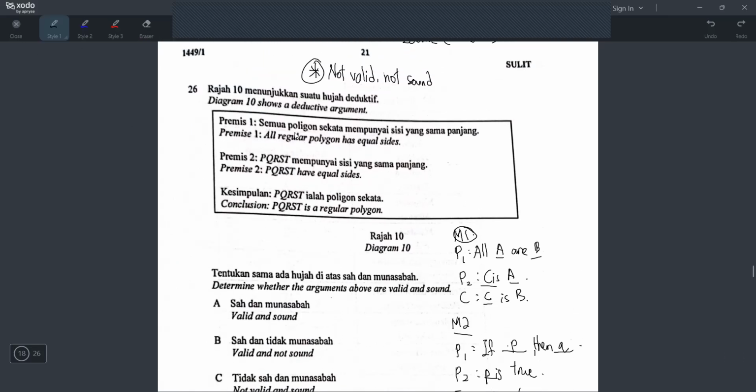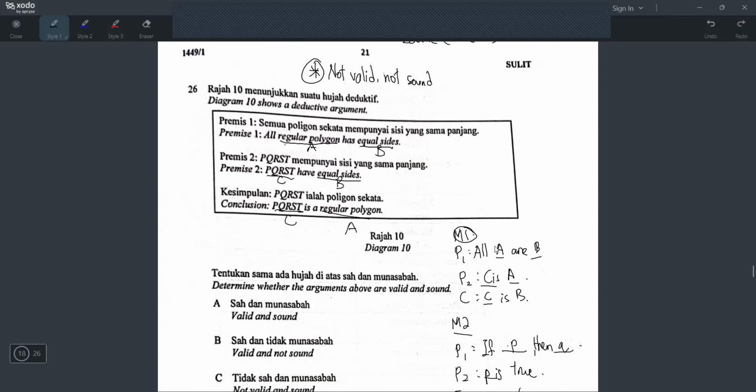So let's look at this. Is it valid or not? All regular polygons have equal sides. So obviously this is the A, this is the B. This looks like model 1, all A are B. All regular polygons is A, having equal sides is B. PQRST is the C. Then PQRST have equal sides, equal sides is B, and PQRST is C, regular polygon is A. So is it valid or not valid?